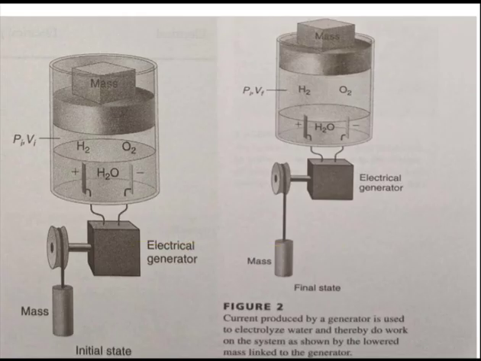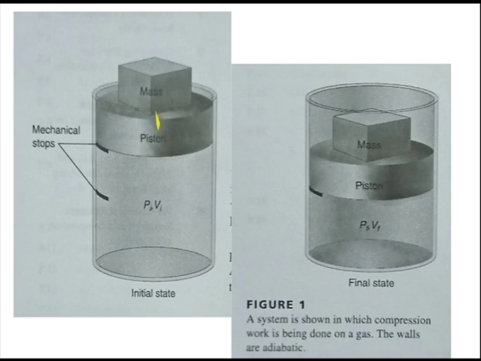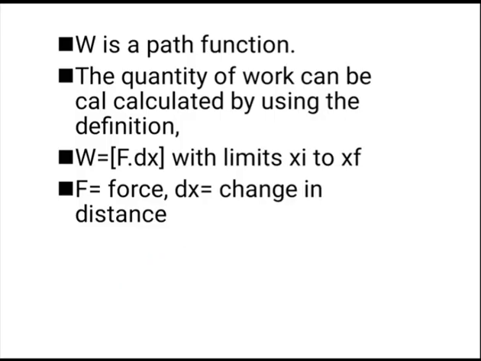See, as we are applying the pressure, obviously we are applying force on the system, and this piston is moved. That's why there is a change in distance, there is a displacement. That's why work is force and displacement dependent. So the equation is W is equal to integration of F dx, and the limits are xi to xf because the distance is changed from the initial to the final state.